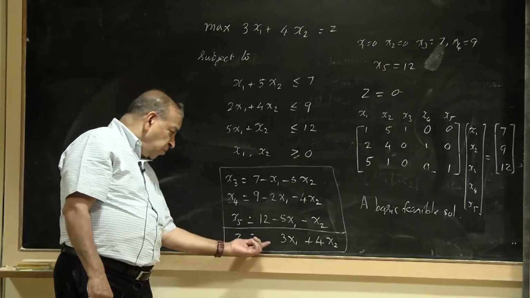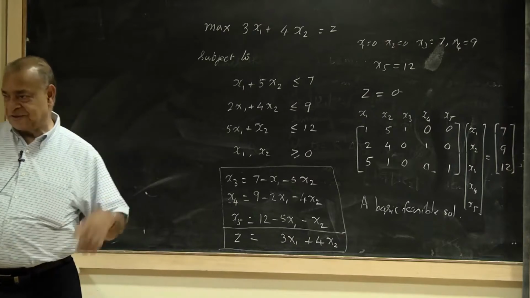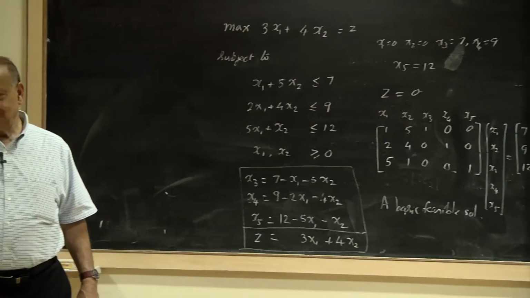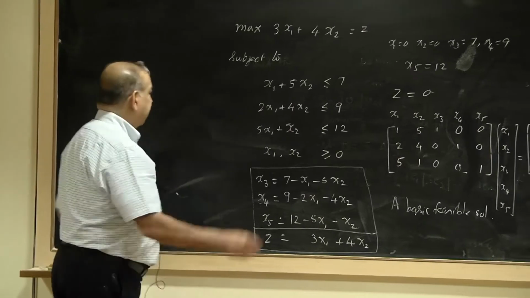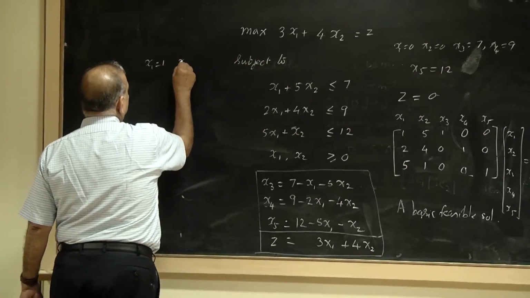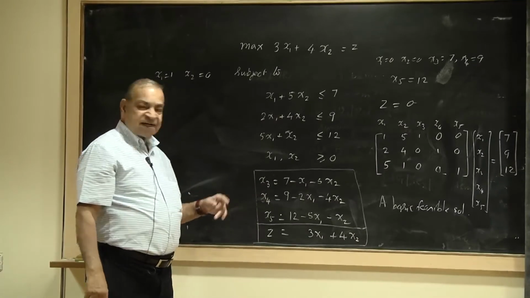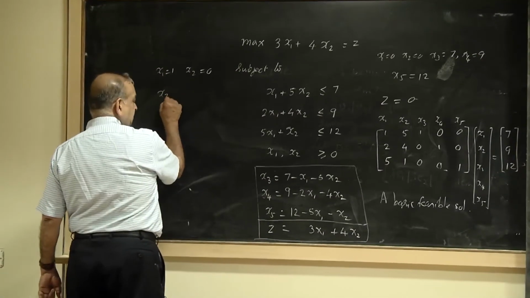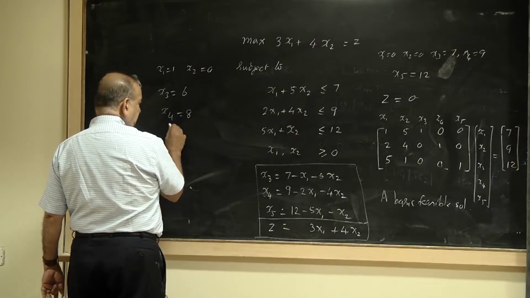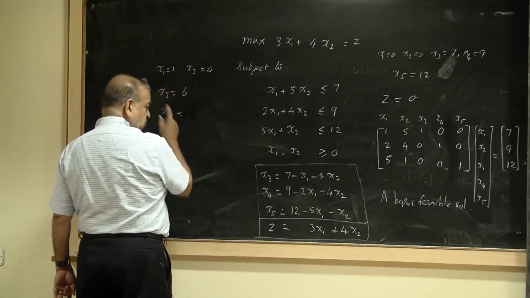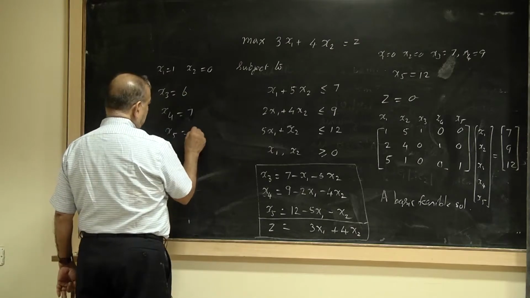Now I want to improve this function, the value of the objective function. Can I increase x1 from 0 to something positive? Suppose instead of x1 equal to 0, I put x1 equals 1. Say take x1 equals 1 and x2 equals 0, and then look for what happens to x3, x4 and x5. So I get x3 as 6, x4 as 8, x1 is 1, so this one is 7. x5 is 7.